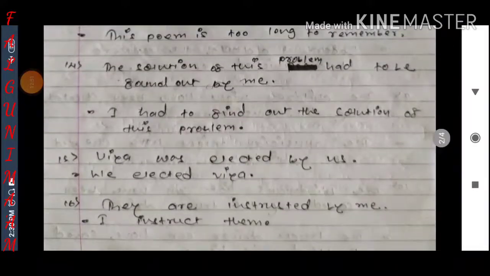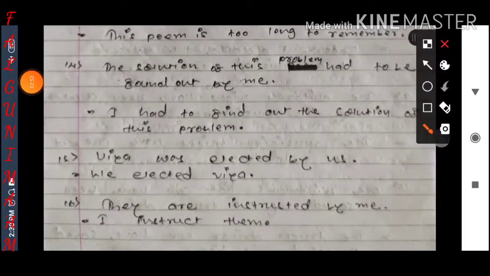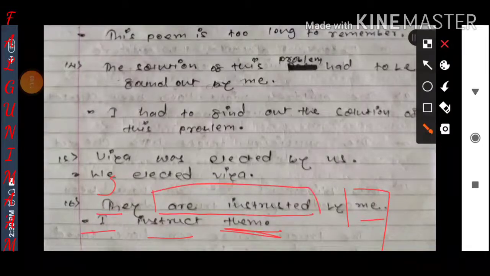They are instructed by me. So this one is your object. Now me converts into I. They is your subject. So they instruct, they converts into them. Here "are instructed" indicates that this one is a present tense, especially simple present tense, and they me converts into I, and instructed converts into instruct because it's an active sentence and present tense. So we cannot use verb with the any ed form. That's why.